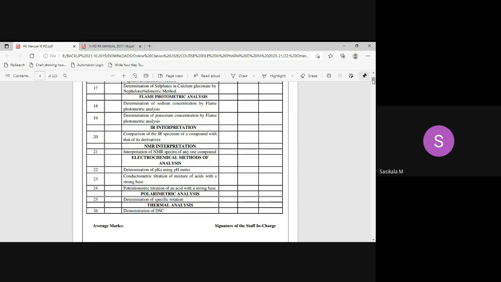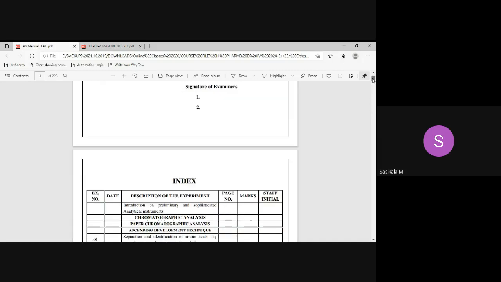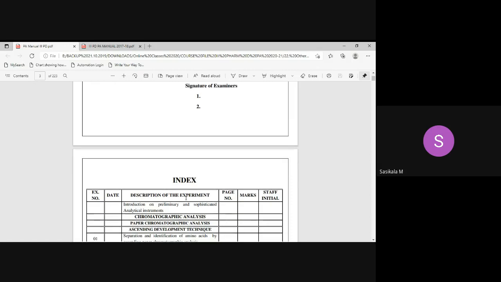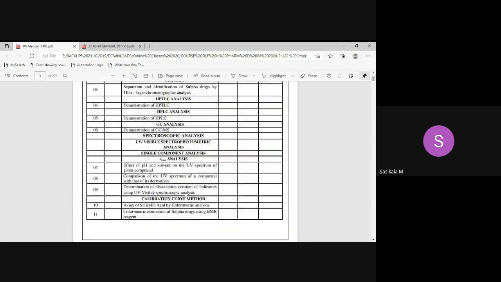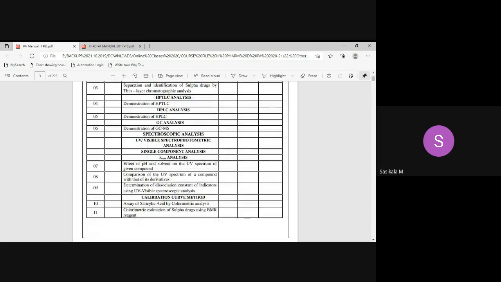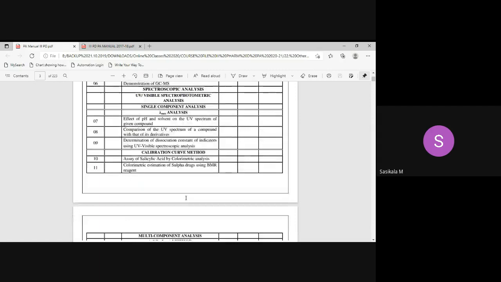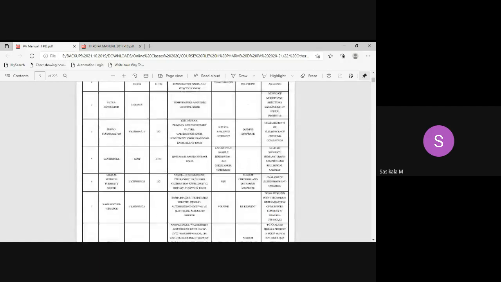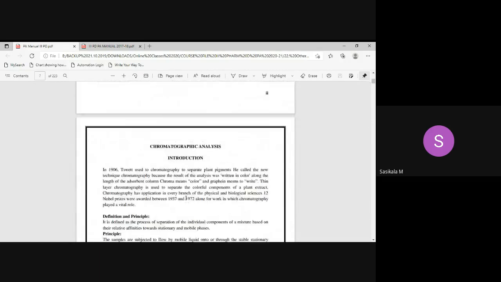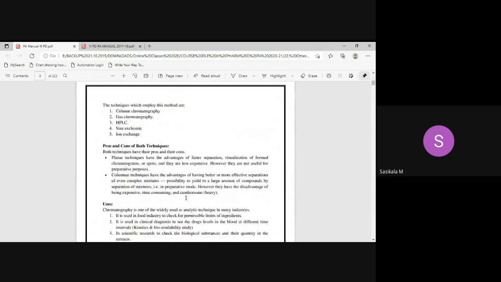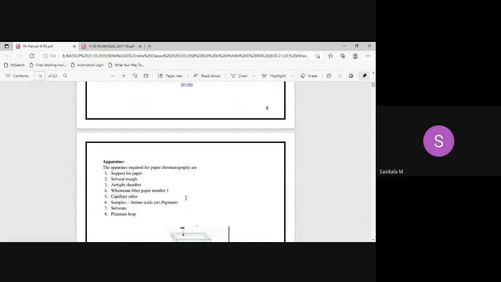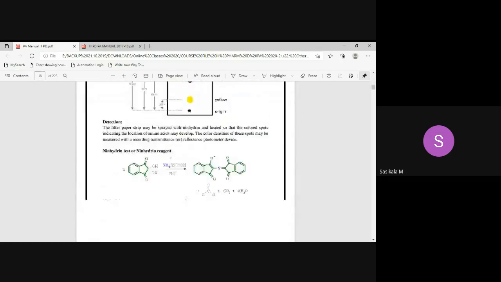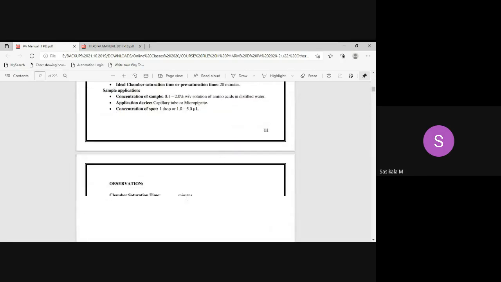So according to your syllabus, I have categorized all the experiments, and the same experiment titles you could find in the syllabus also. In the syllabus they have given them randomly. I have classified them according to your theory syllabus. Okay. So these are the first and second experiment introductions regarding paper chromatography and all. Now let's move on to the third experiment.